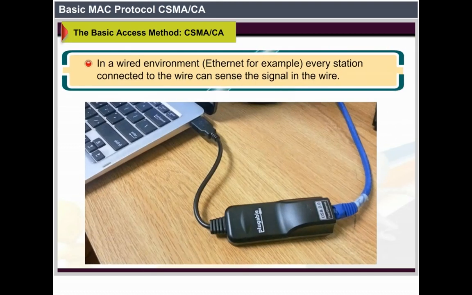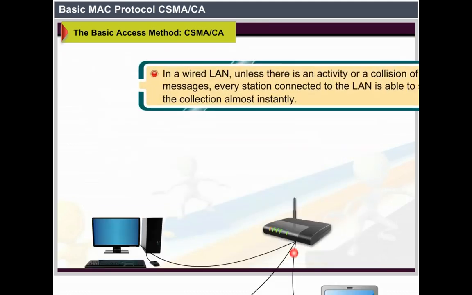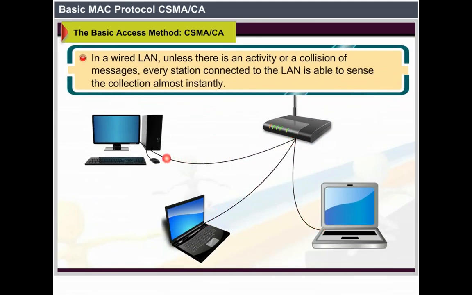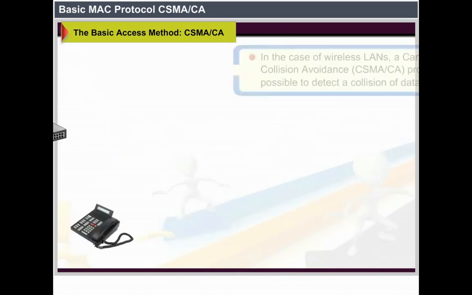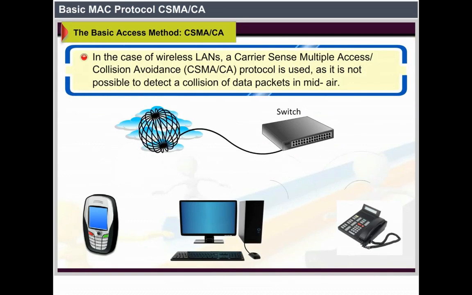In a wired environment, Ethernet for example, every station connected to the wire can sense the signal in the wire. In a wired LAN, if there is no activity or a collision of messages, every station connected to the LAN will be able to sense the collision almost instantly. In the case of wireless LANs, the carrier sense multiple access with collision avoidance, CSMA/CA, protocol is used, as it is not possible to detect a collision of data packets in mid-air.